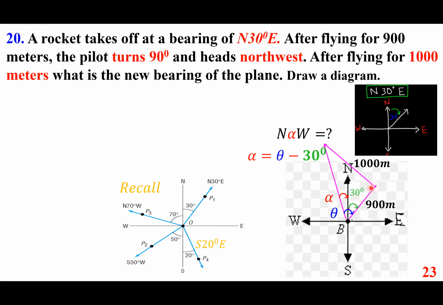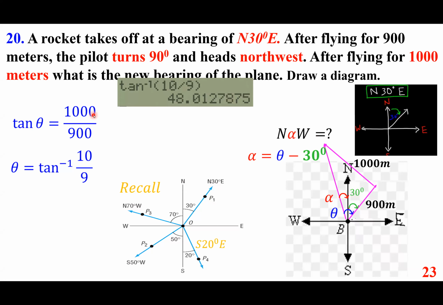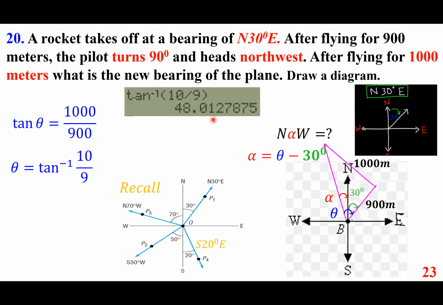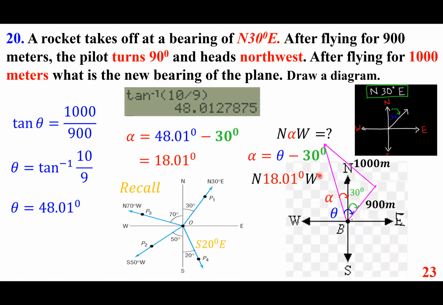So in this triangle, tan of theta is the opposite, 1,000 meters, over the adjacent, 900 meters. And theta is tan inverse of this, or 10 over 9. And it gives us 48 degrees or so, roughly 48.01. So that's theta. What is alpha? Subtract 30 degrees. And that's the final answer. North, 18.01 degrees west.